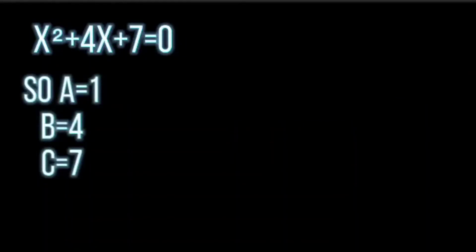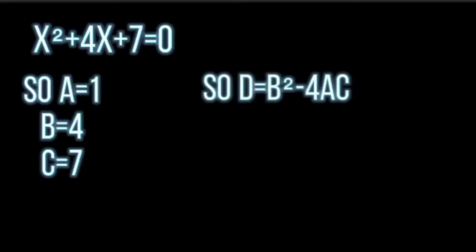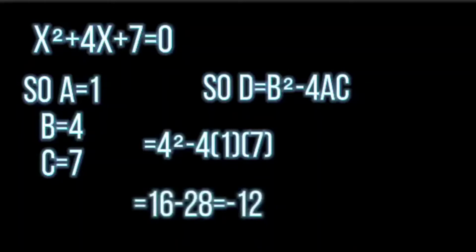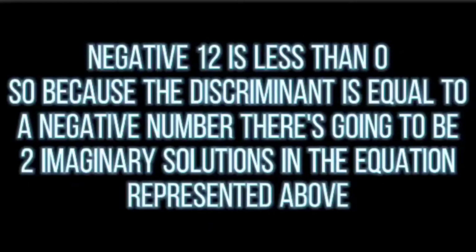So a is 1, b is 4, and c is 7. So D is equal to b squared minus 4ac. 4 squared is 16, 4 times 7 is 28, 16 minus 28 is negative 12. Negative 12 is less than 0, so because the discriminant is a negative number, there are two imaginary solutions in the equation represented above.